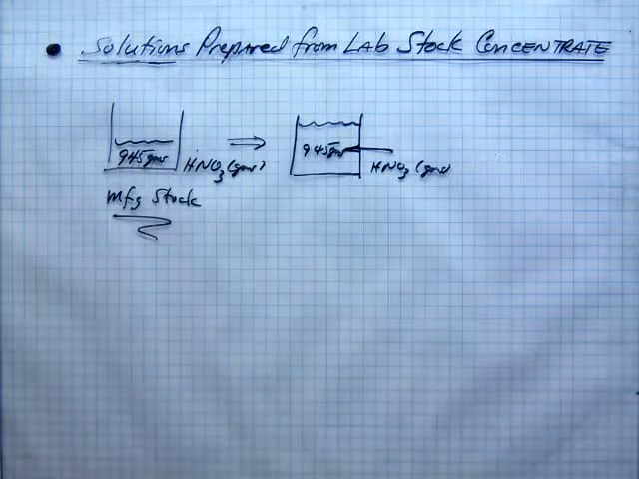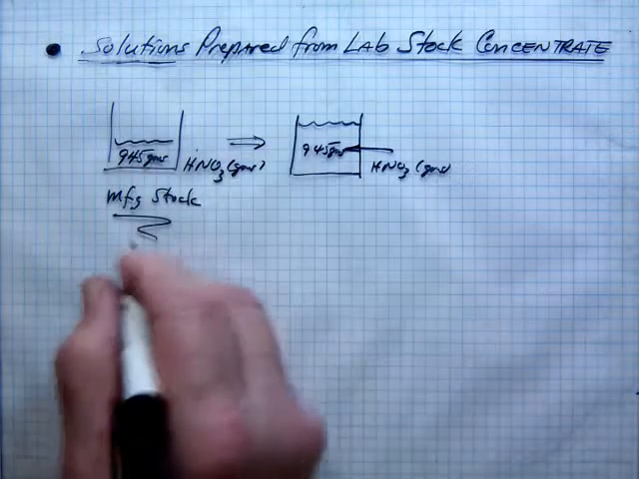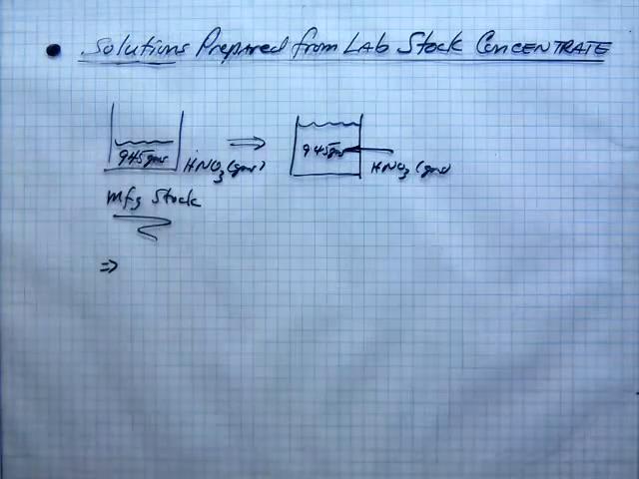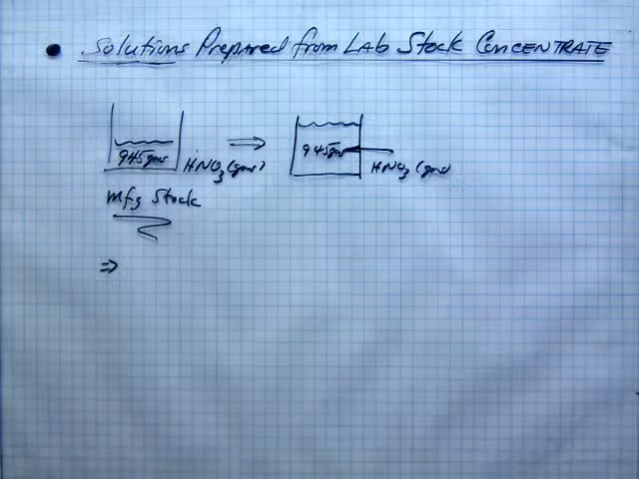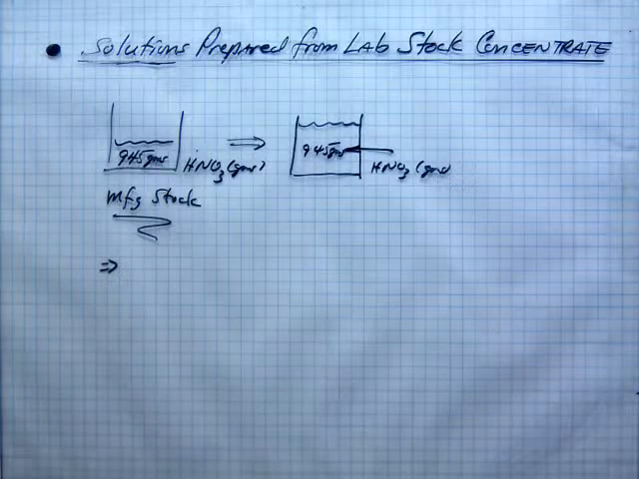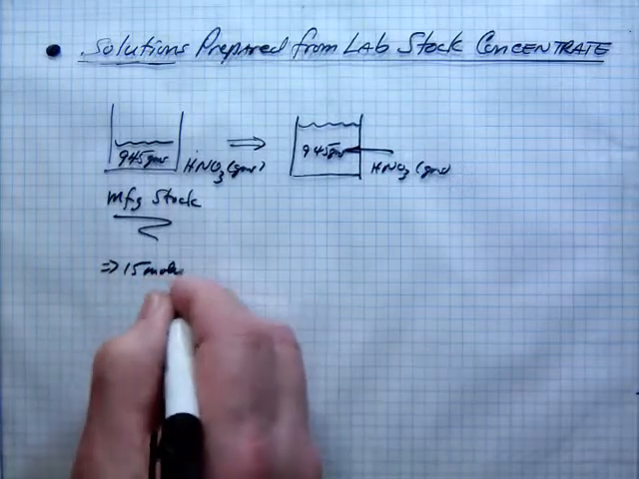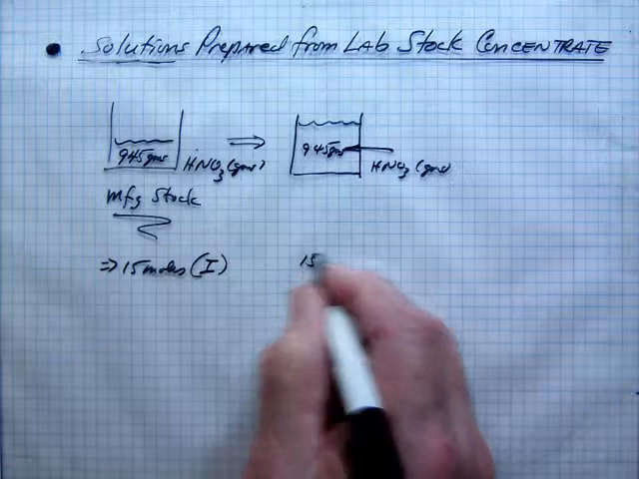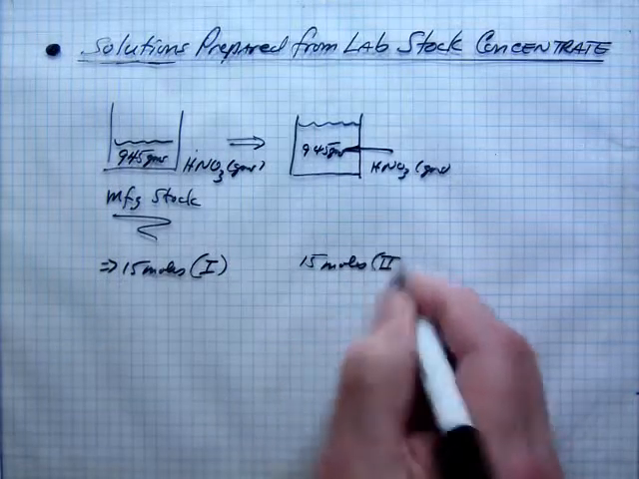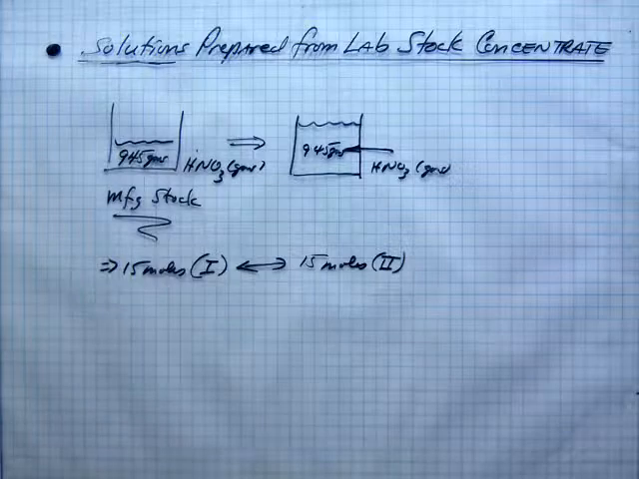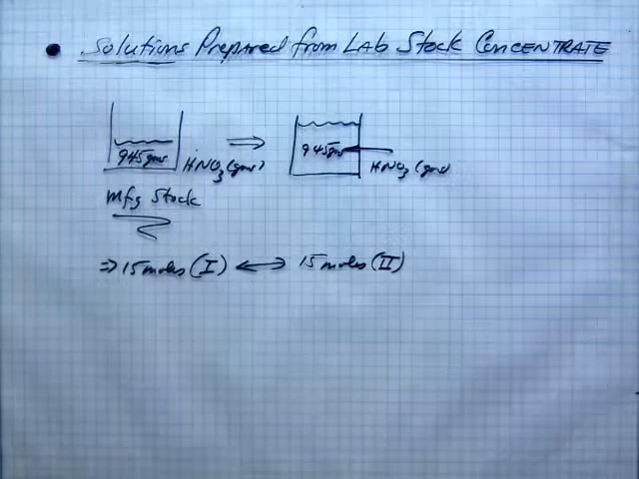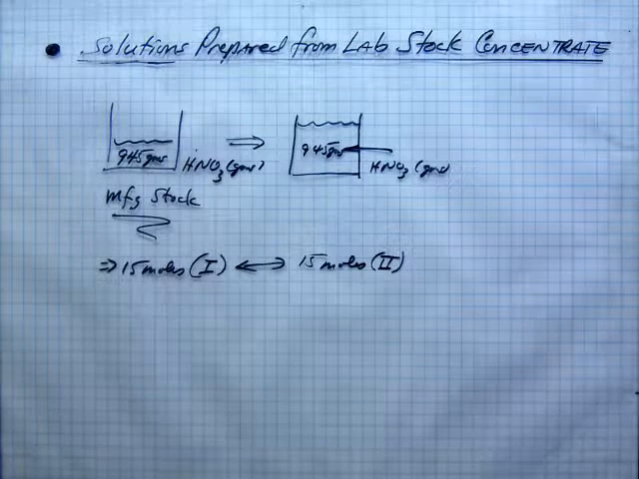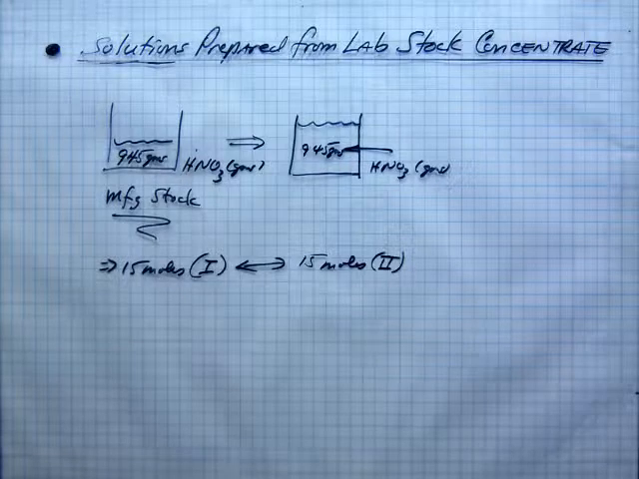If I convert that to moles, I divide both of them by 63, or 63 into 945, and that's 15 moles in this one, and still 15 moles in number 2 over here. So regardless of how much solvent I put on the solute, it still has the same mass of solute in both beakers, but the concentration has changed.